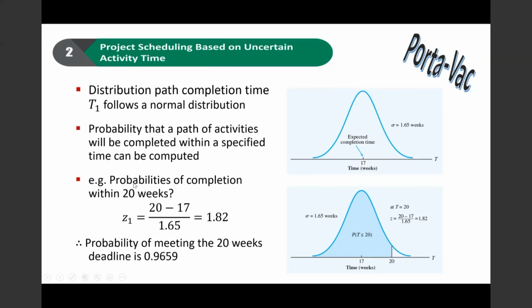So let's say we have the whole project. The current project, if you look at the critical path, is going to take 17 weeks. So what is the probability of completing the whole project within 20 weeks, let's say? You can use the normal distribution and find out your Z. So remember, Z equals X minus mu over your standard deviation.